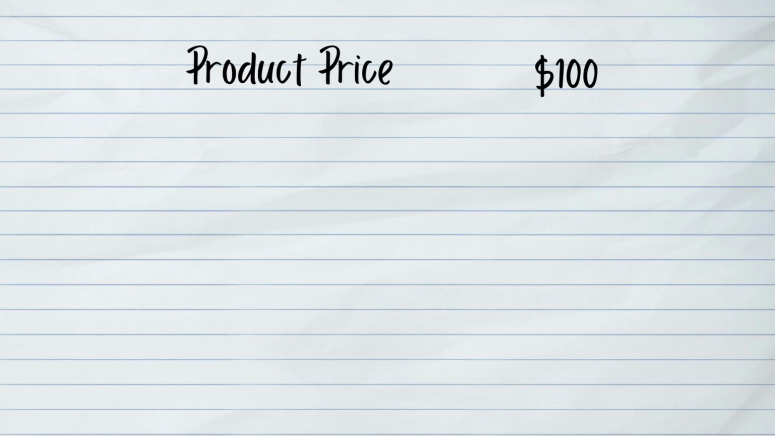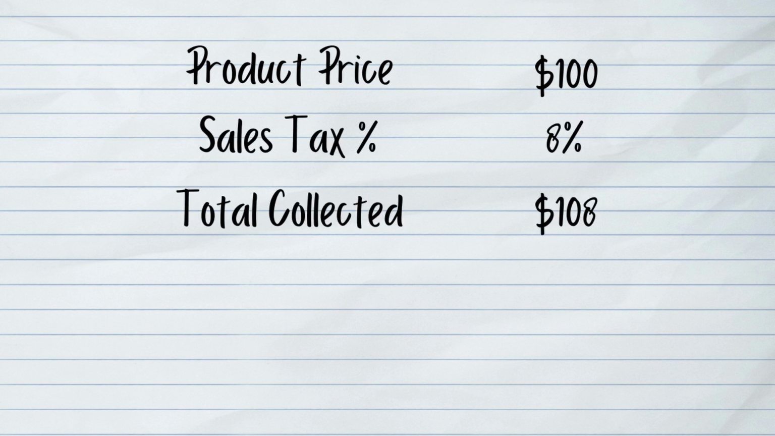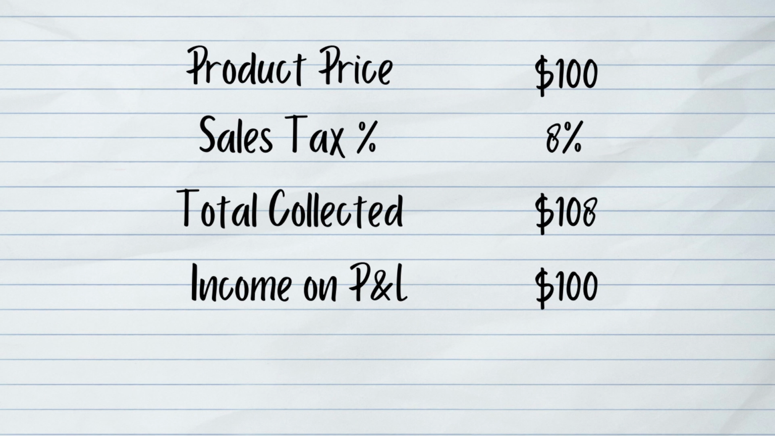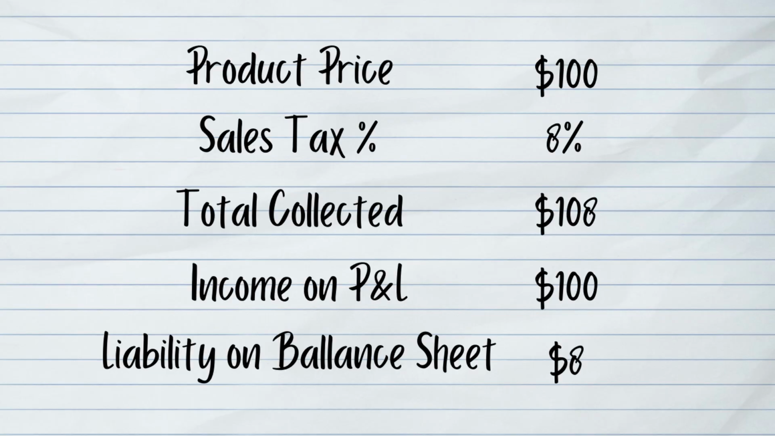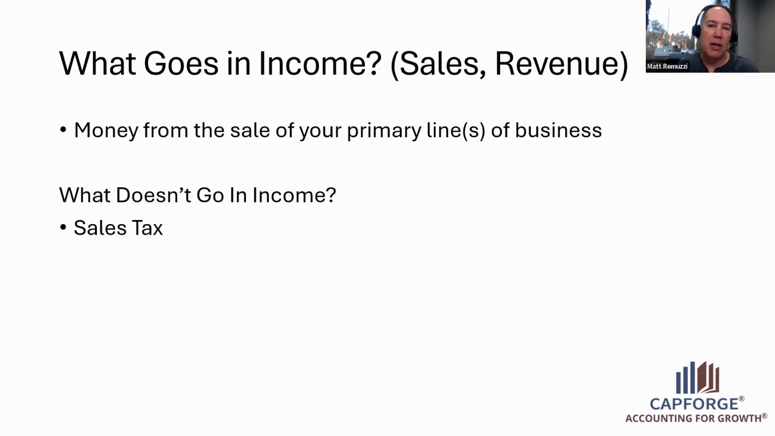So if you sell something for $100 and you live where sales tax is 8%, you collect $108 total. $100 goes on your P&L or income statement. $100 is revenue, it's income. The other $8 does not go on the P&L. It goes on the balance sheet, which is where you have a record of things you owe. So $8 goes on there as a liability, meaning you owe $8. You've collected $8, but now you owe it to the government because you collected it on their behalf. So it is not income.